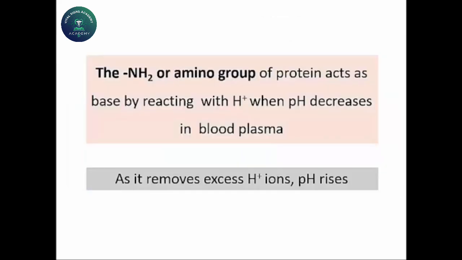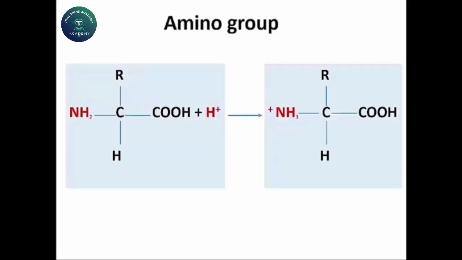The amino or NH2 group at the end of the protein can act as a base. This happens by reacting with H+ when pH falls in the blood plasma. As it removes excess H+ ions, the pH rises. The following reaction takes place. As you can see here, the amino group or NH2 reacts with H+ ions so that they are removed from the blood plasma.